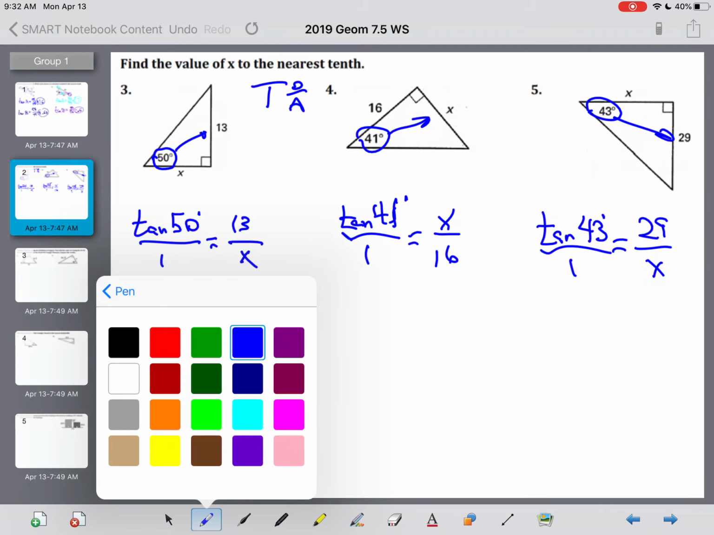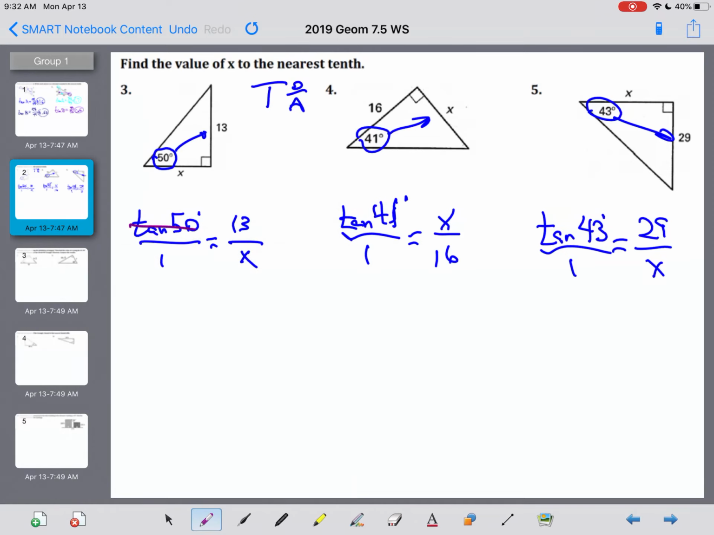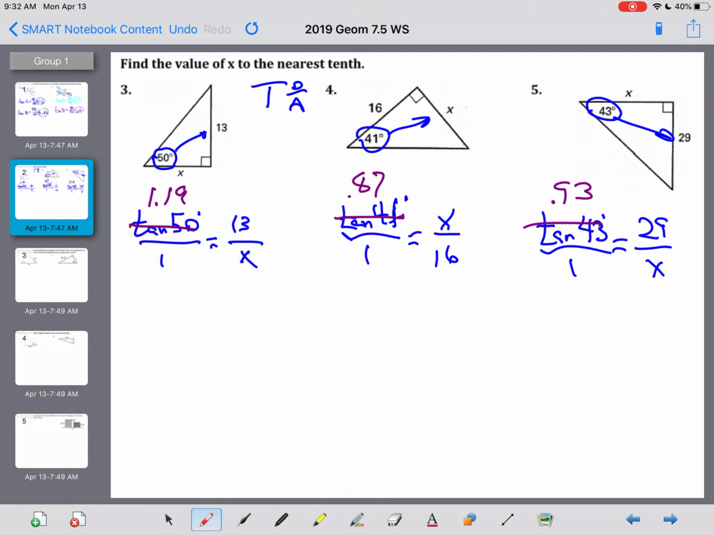Calculating now. We're going to go ahead here and tangent 50 is going to be 0.19. Tangent of 41 is going to be 0.87. And the tangent of 43 is 0.93. So now from there, we can go ahead and do our teacher-approved shortcut.